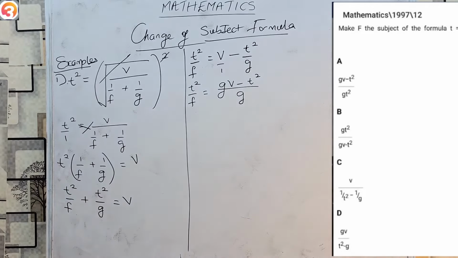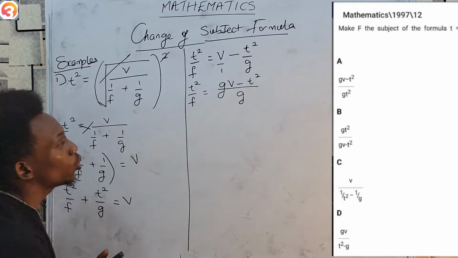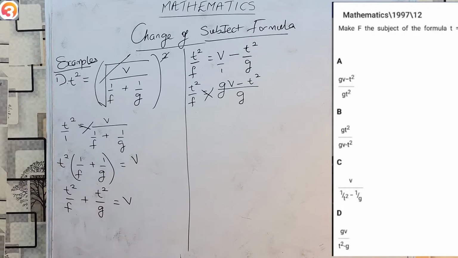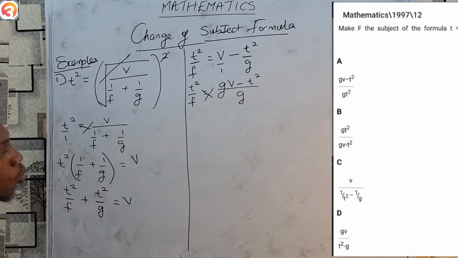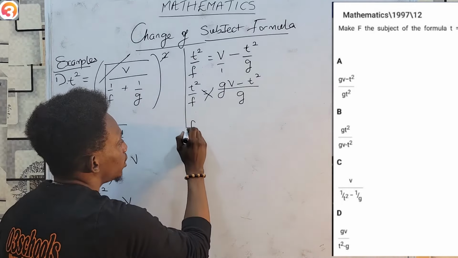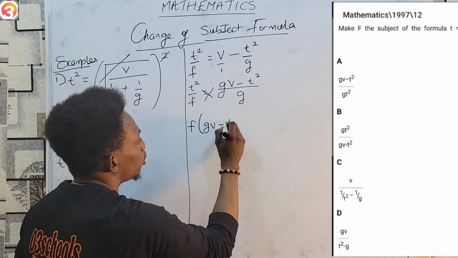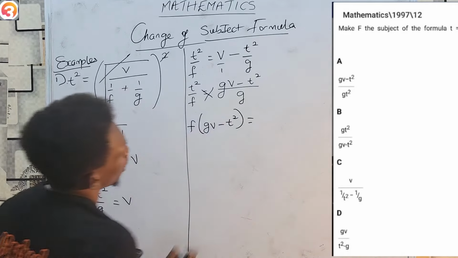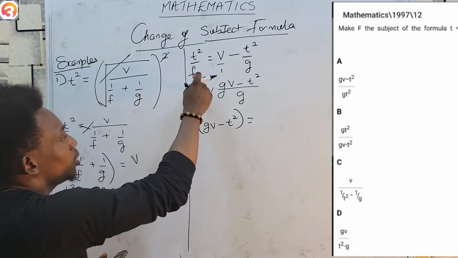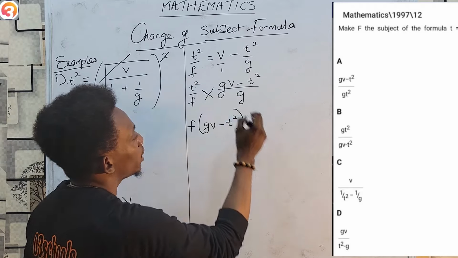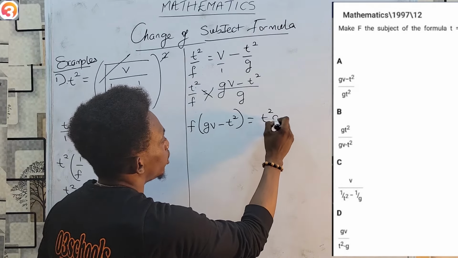And if you're wondering why we did this, the simple answer is because once I've done this, I can cross multiply again. Remember, our aim is still to leave f on the left. So f remains here, but f is now multiplying gv minus t squared. And once we do this, you realize that this t squared that was the numerator would leave. It becomes t squared times g, t squared g.